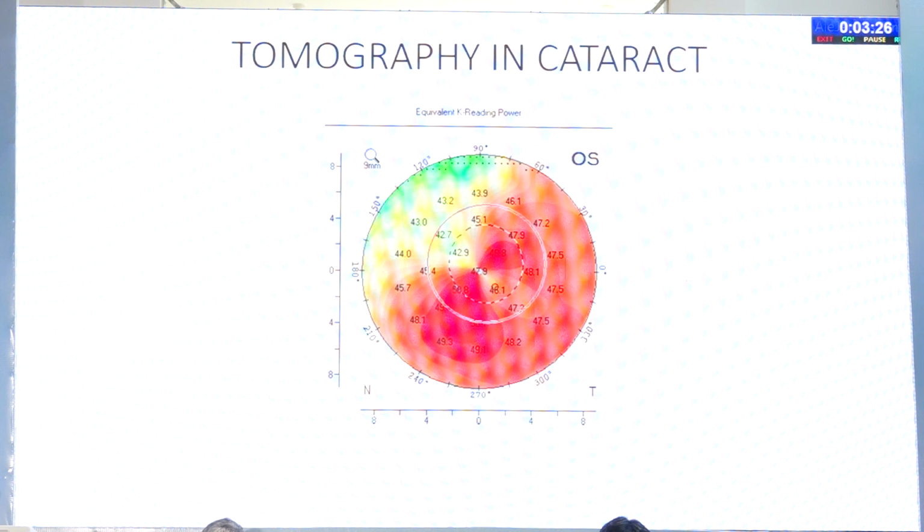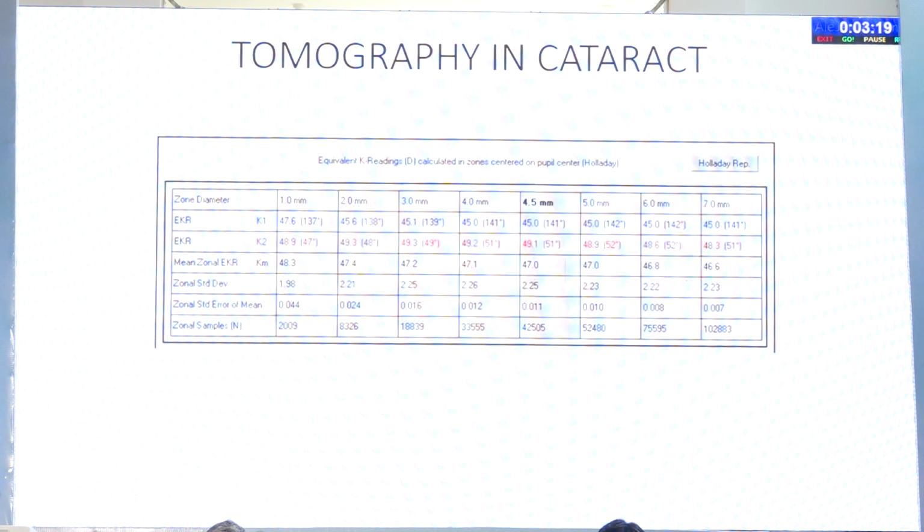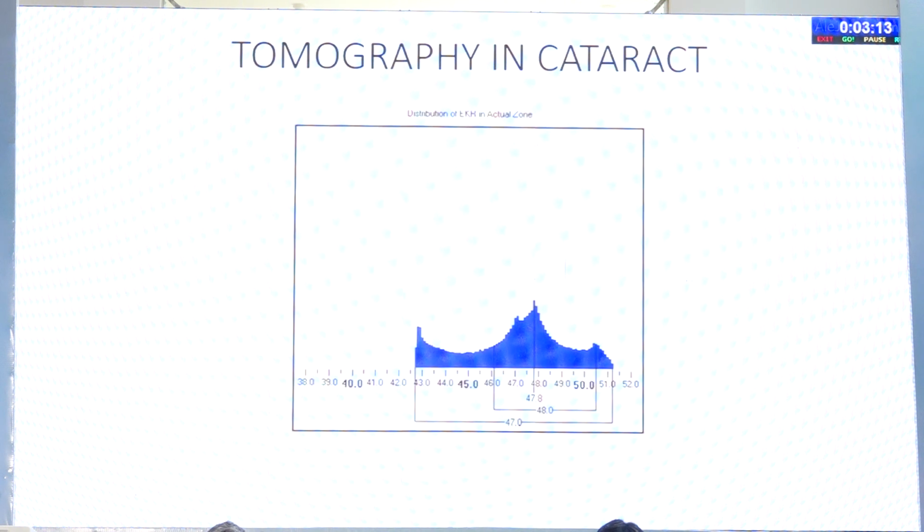The next aspect of topography is that it gives the EKR value, which is the Holladay calculation. This will give you a value at every zone of the pupil: 3, 4, 4.5 mm. It is good to go with the 4.5 mm pupil. When you look at the distribution of EKR in the different zones, you can see whether this patient is good for a toric IOL or not.